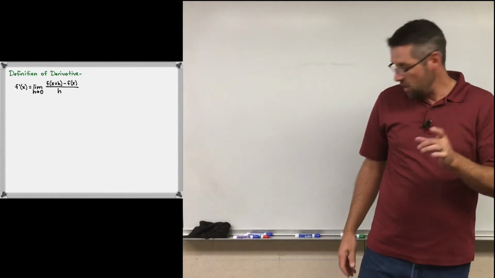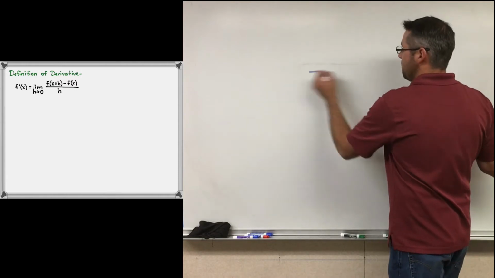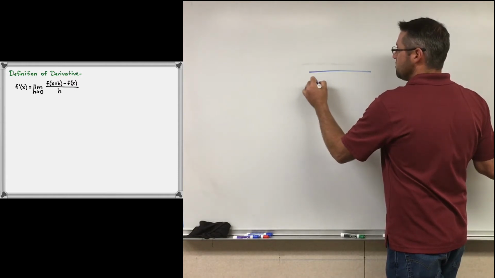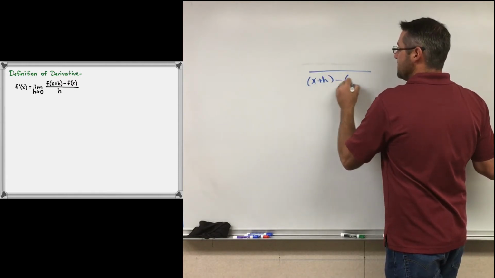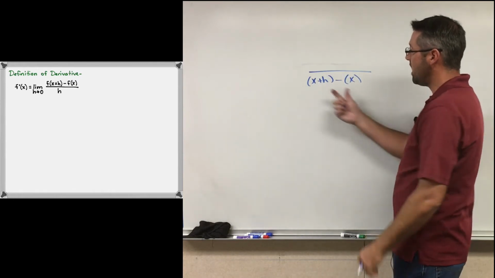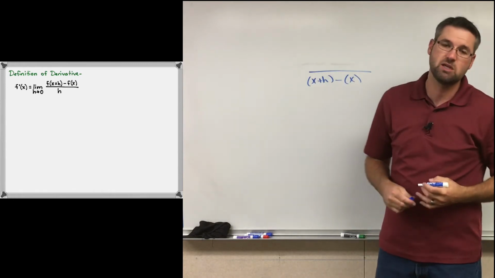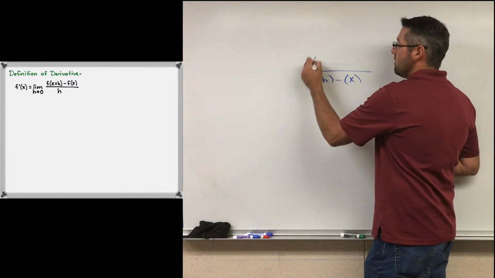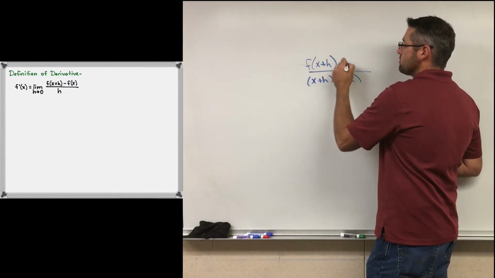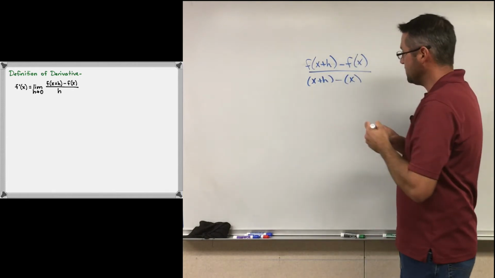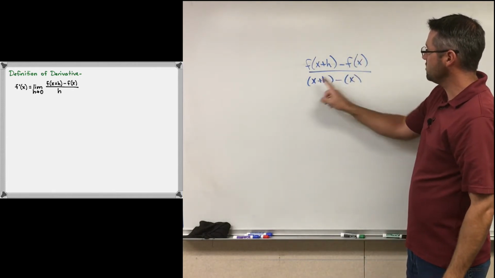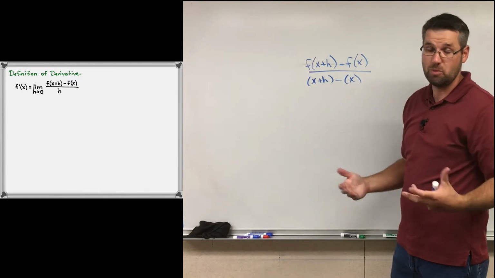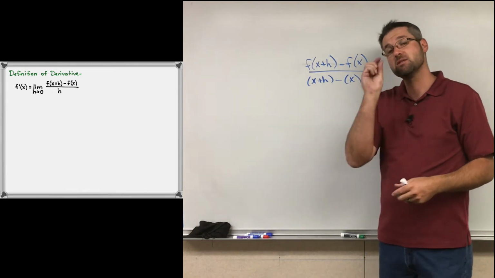Now remember the bottom, I actually had x plus h minus x before, but every single time the x is reduced and you're left with h. That's why I just put the h there. But still, the bottom line is, let me write it out. This is the y2 minus y1 over x2 minus x1. It's still the slope. It's the change in y over the change in x, but it's the small change.